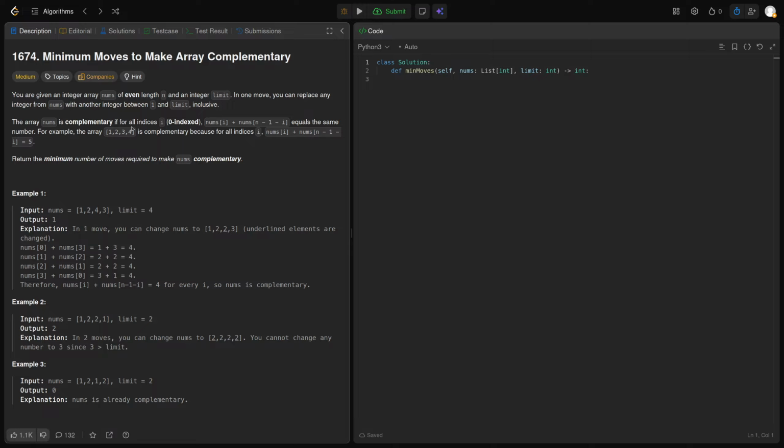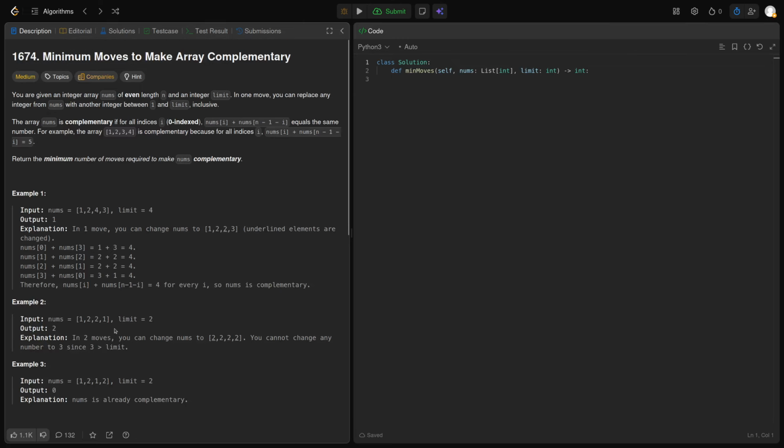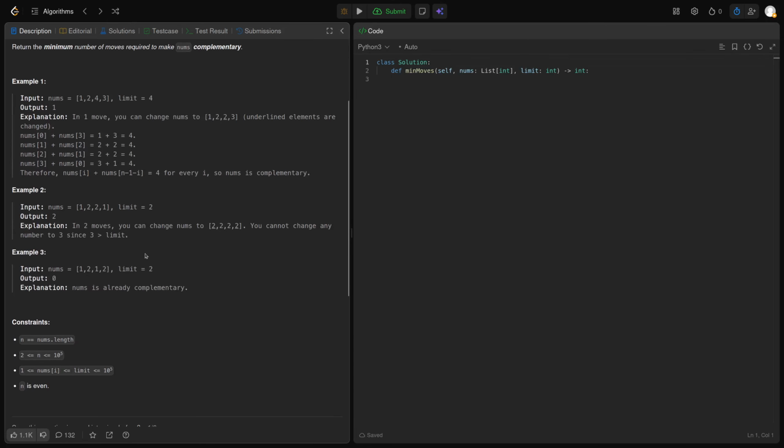What is the limit? What is the range of numbers? 10 to the 5. Okay, so we try all numbers from 1 to... we can change 1 to limit, right? So the lowest sum is 2 and the maximum is 2 times limit, and for each number there we need to know how many operations it will take. The ones that are the same are okay, right?